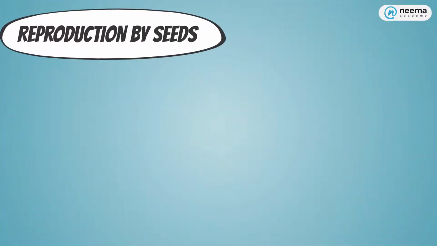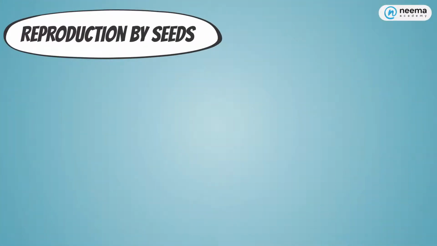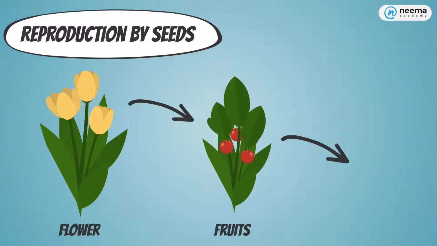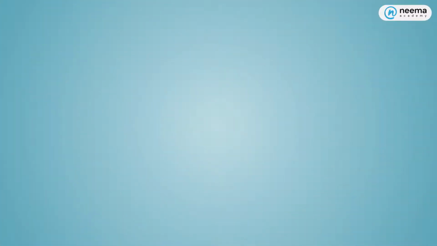Let's know about reproduction by seeds. The flowering plants bear flowers. The flowers develop into fruits and fruits bear seeds. The seeds develop into new plants.